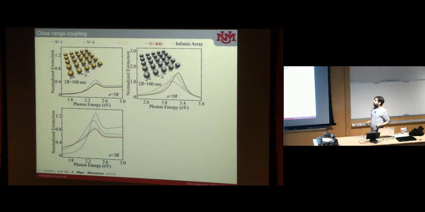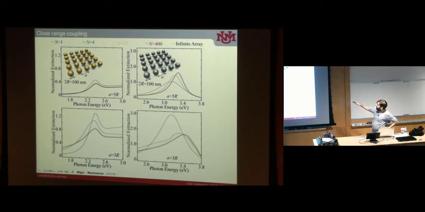If we substitute gold by silver, which gives you typically a stronger response, narrower resonances, you see that now it's necessary almost 400 for 5 radius separation, and also for 3 you have this big change between just having 1 or having an infinite array.